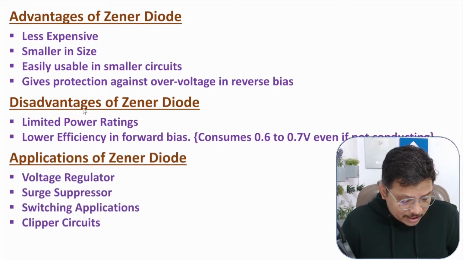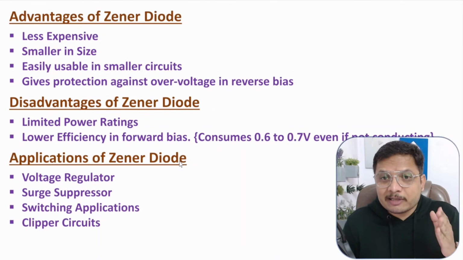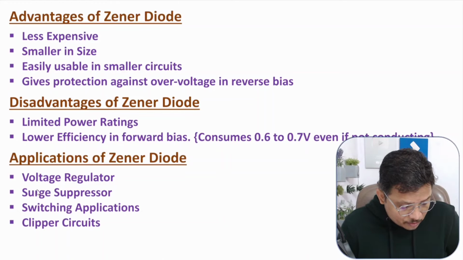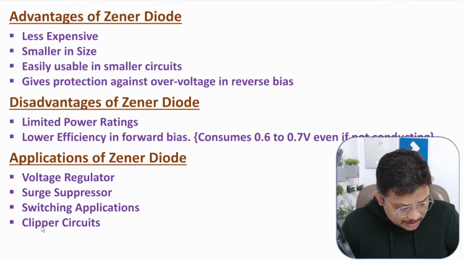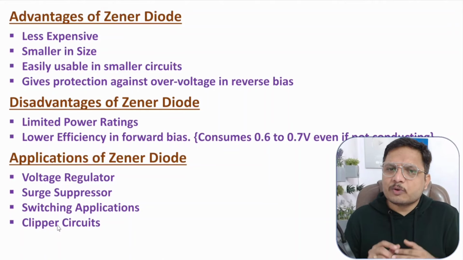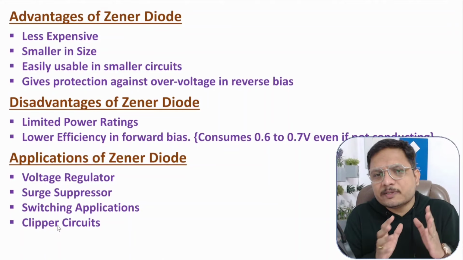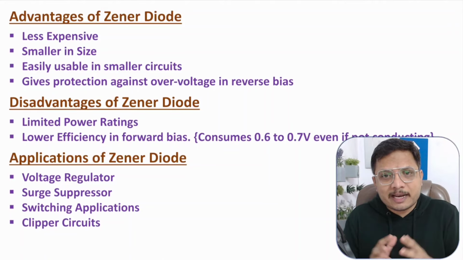When it comes to applications, there are so many applications with Zener diode. As I have told you, we can use it as a voltage regulator in reverse bias. We can use it as a surge suppressor. Normal switching applications are also there, as with PN junction diode. We can use it in clipper circuits as well to clip the waveform, right? So there are so many applications. Usually we use Zener diode in reverse bias for voltage regulation.